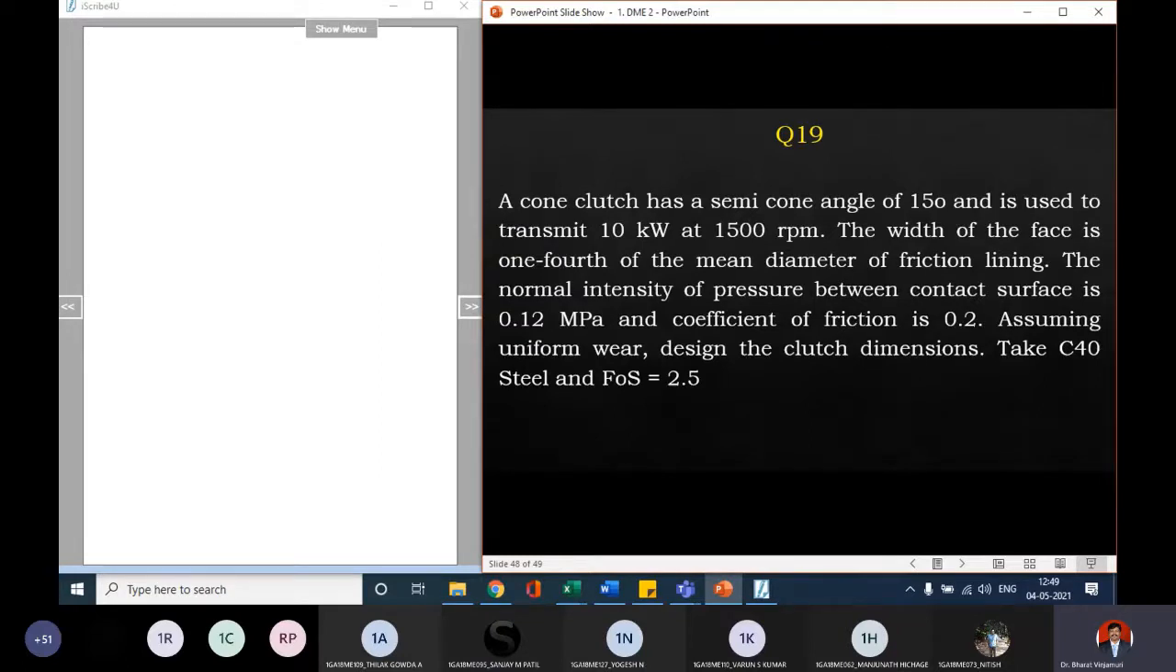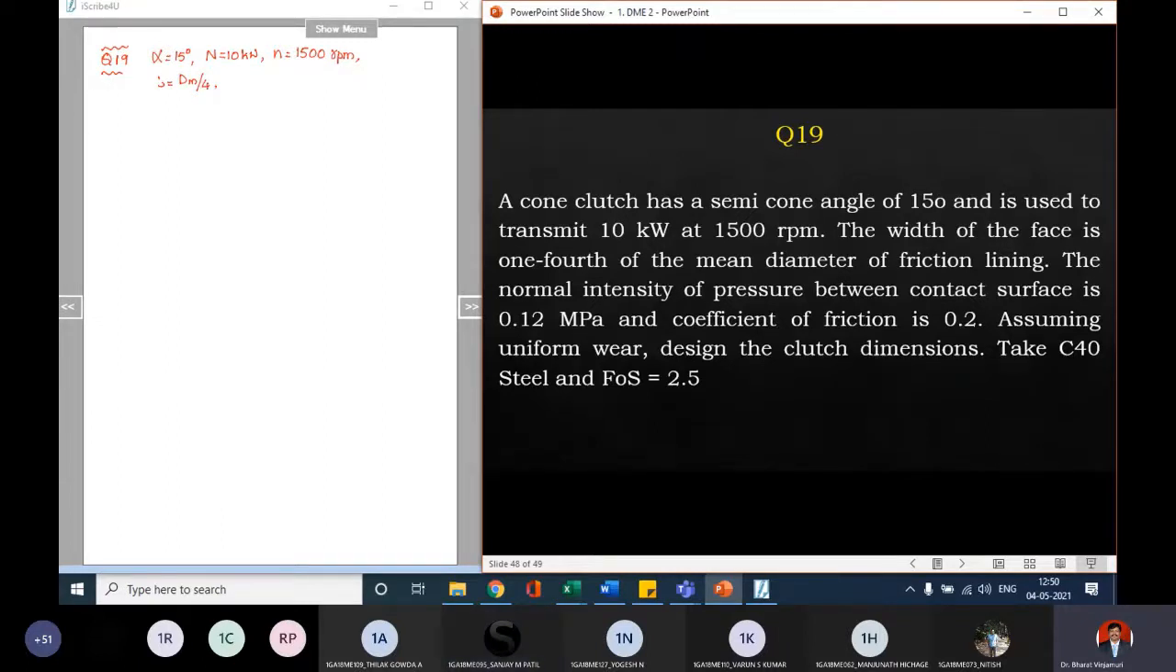Question number 19 says a cone clutch. This is also a very simple question. A cone clutch has a semicone angle of 15 degrees. I will write the data. If there is any difficulty we will do it, else we will write only the formulas. Semicone angle alpha is equal to 15 degrees. It is used to transfer 10 kilowatts, so capital N is 10 kilowatts, at 1500 rpm. N is equal to 1500 rpm. We have here the width of the face is 1/4 the mean diameter. What does it mean? B is equal to dm by 4.